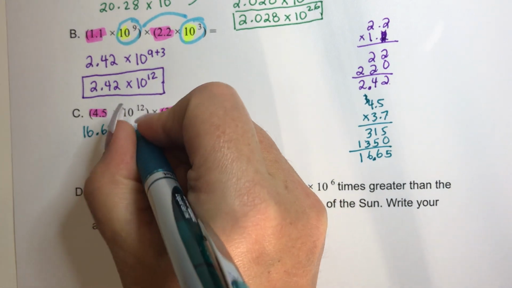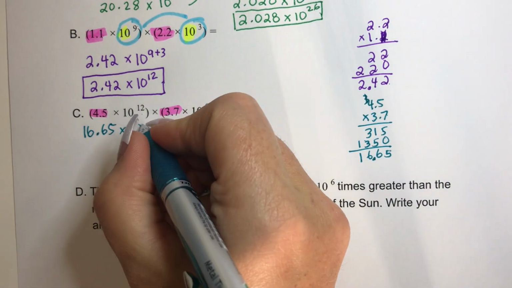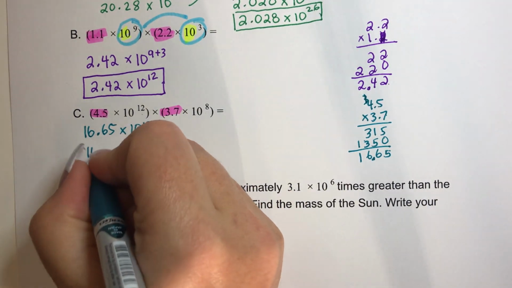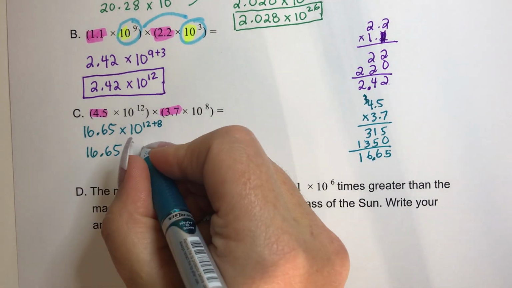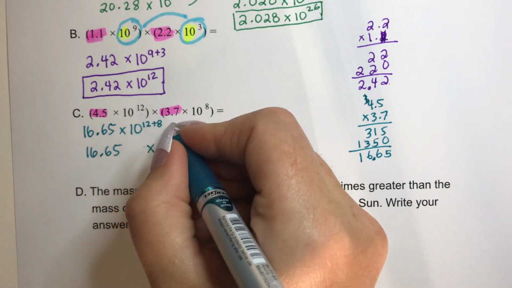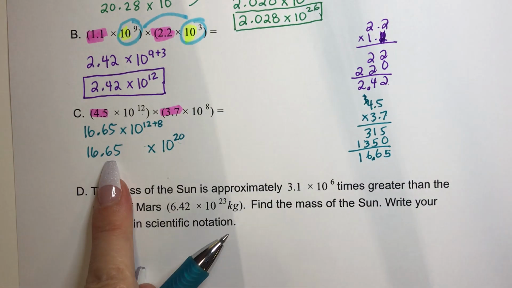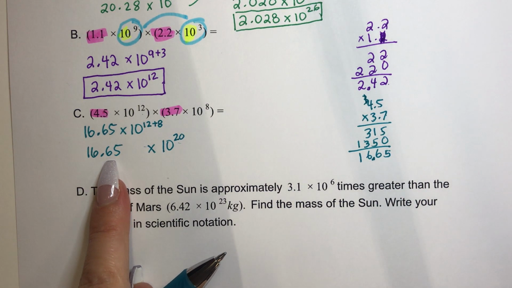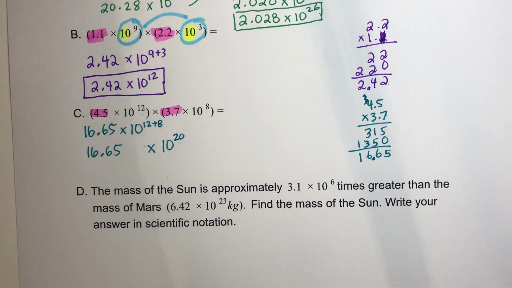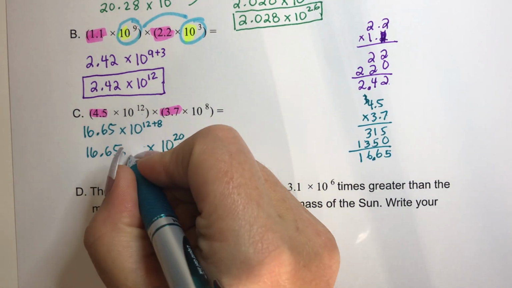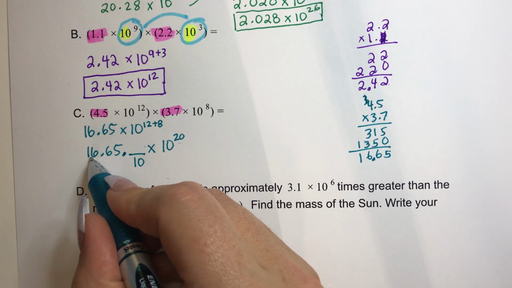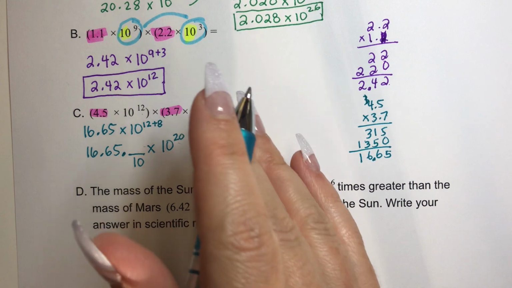16.65 times 10 to the 12 plus 8, right? We do that, 16.65 times, I'm going to space it out here, 10 to the 12 plus 8 is 20. Now, is this number between 1 and 10? The answer is no, it is not. So we are going to have to divide this number by 10, right? To make it smaller, move one place over, which would make it 1.665, and then that would be okay.